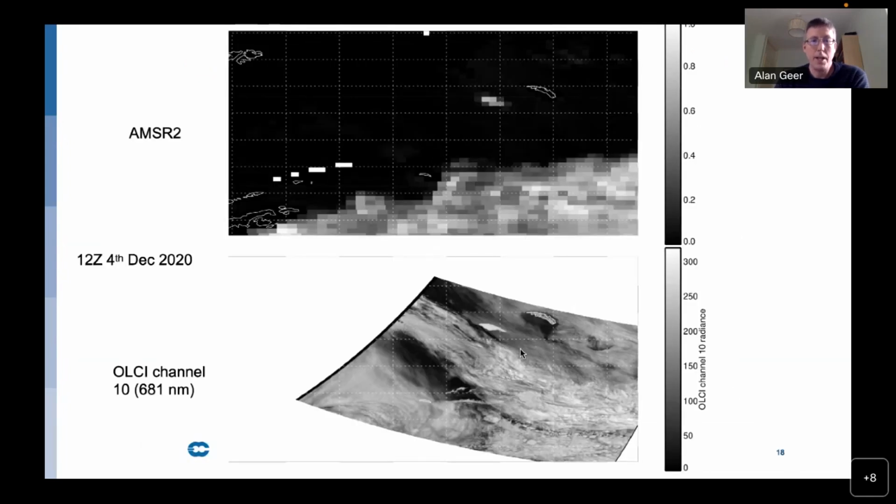We can see it in high resolution images. This is OLCI channel 10, 1 kilometer type of resolution imagery. And that big white thing is a large iceberg. You can also see underneath the cloud. It's a bit hard to see, but the much more speckly picture of the sea ice fraction from the AMSR2 retrievals is actually real. There is some very strong heterogeneity in the sea ice at this time of year.